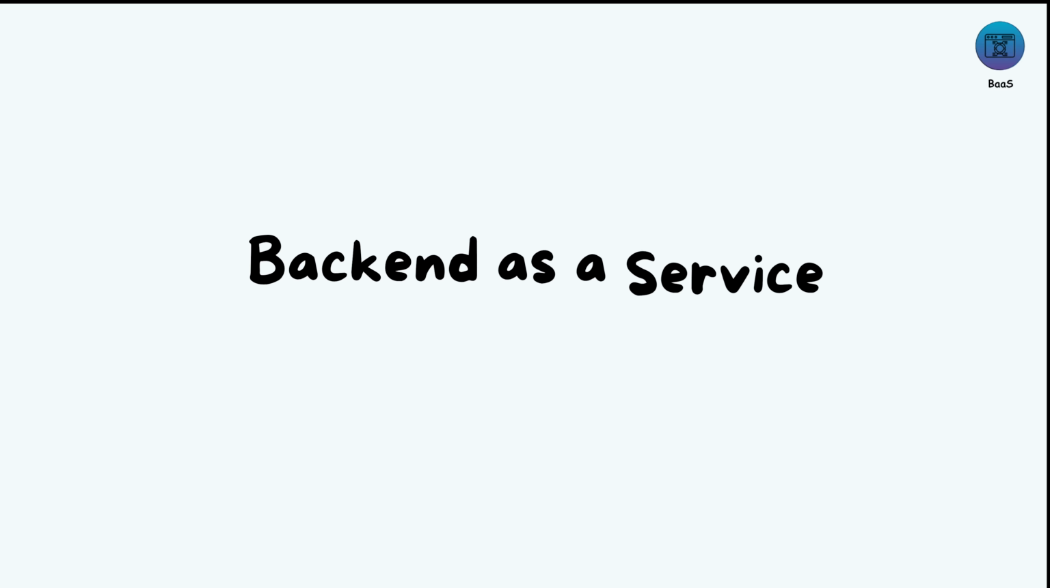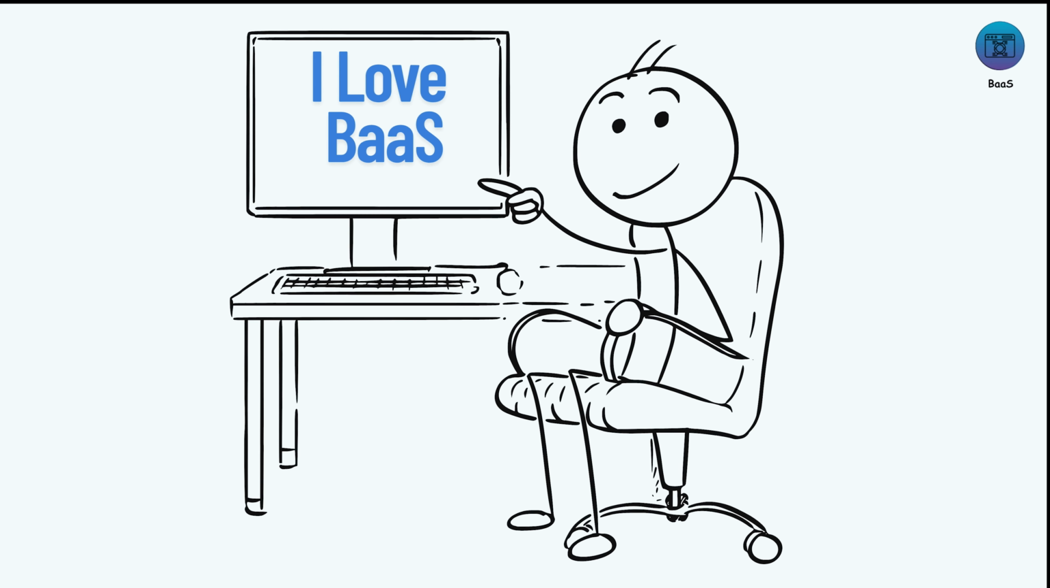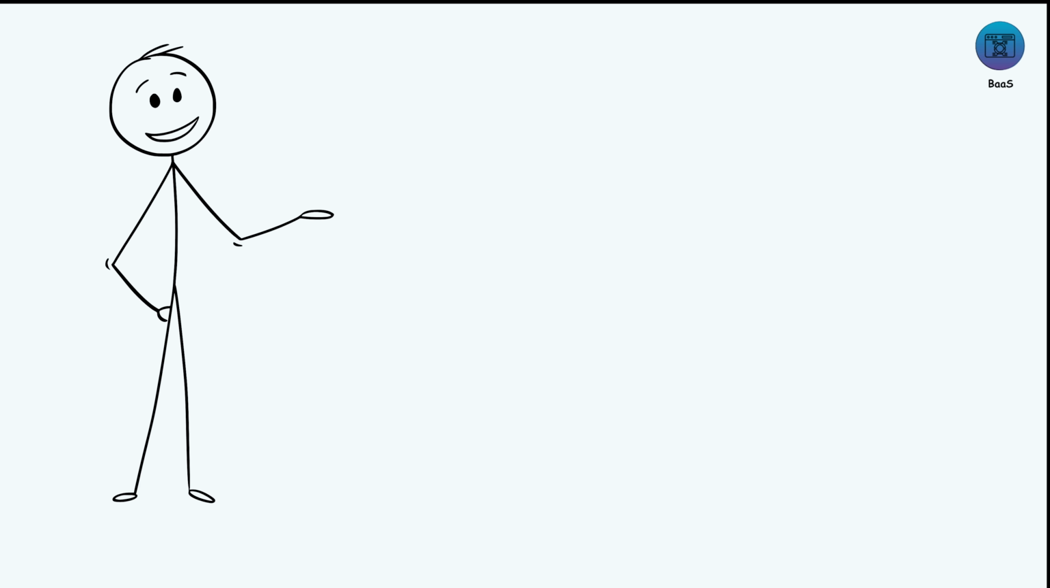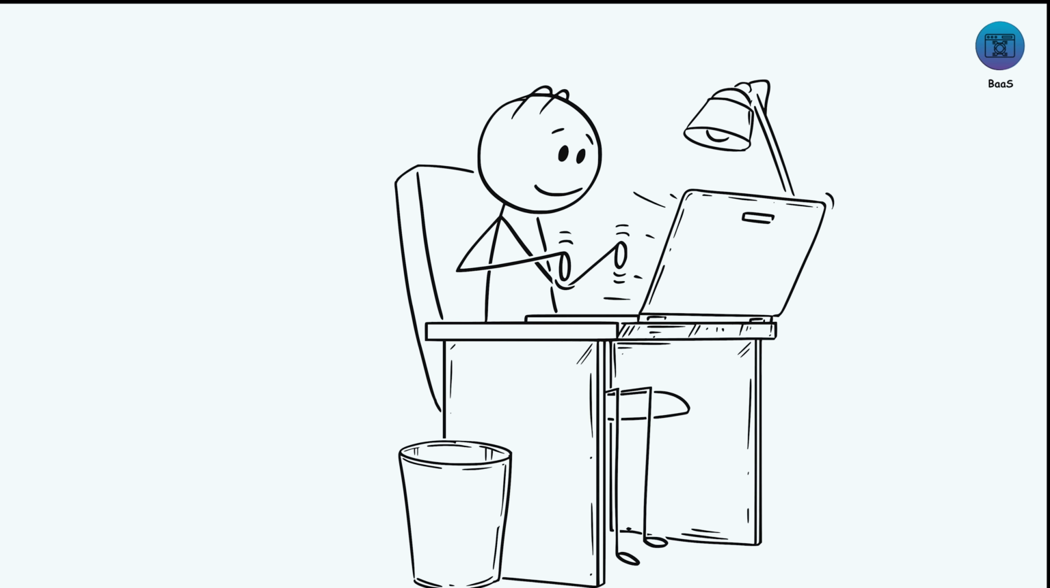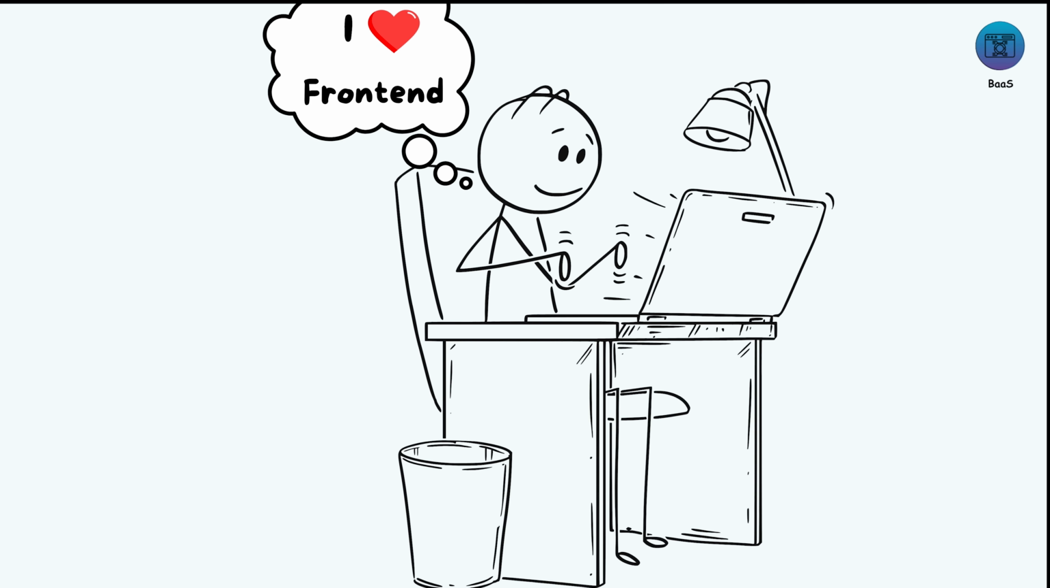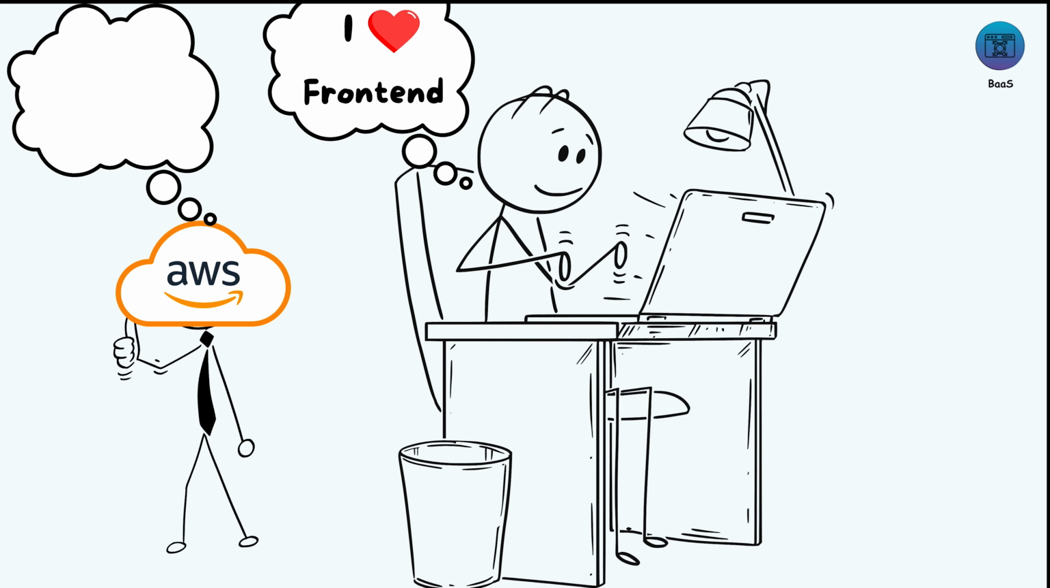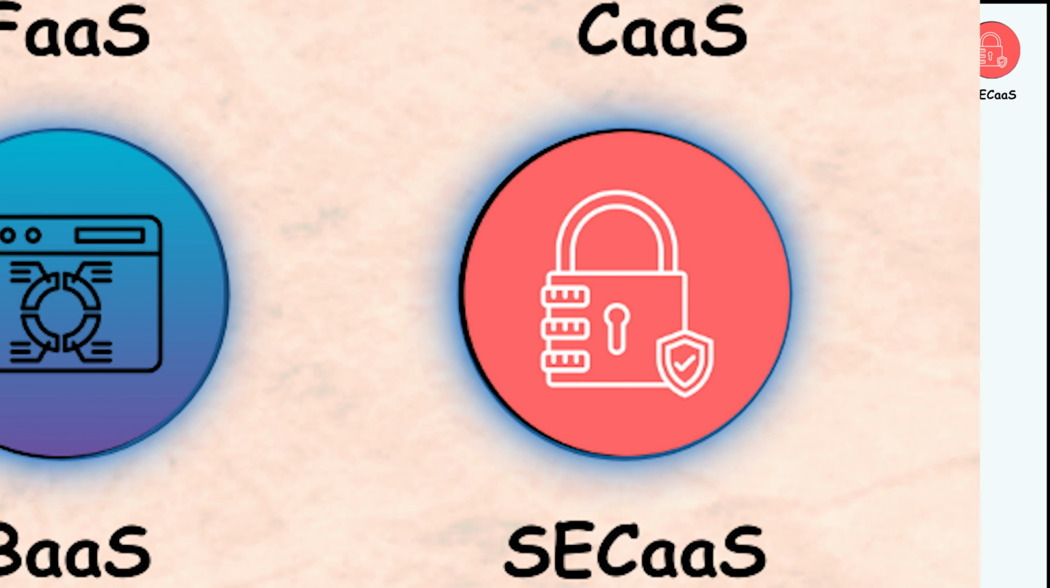BaaS, or Backend as a Service, is a developer's best friend for mobile and web apps. It provides ready-made backend services like user logins, databases, and notifications. This lets developers focus on the front end, what users see, while the cloud provider handles the backend stuff.